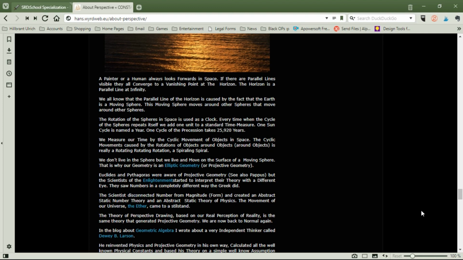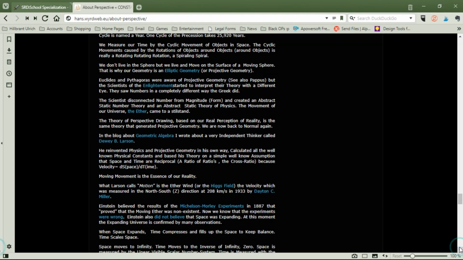So we don't live in the sphere, but we live and move on the surface of a moving sphere. That is why our geometry is an elliptic geometry or projective geometry. Euclid and Pythagoras were aware of projective geometry, but the scientists of the Enlightenment started to interpret their theory with a different eye. They saw numbers in a completely different way than the Greeks did. So they changed the thinking at this point.